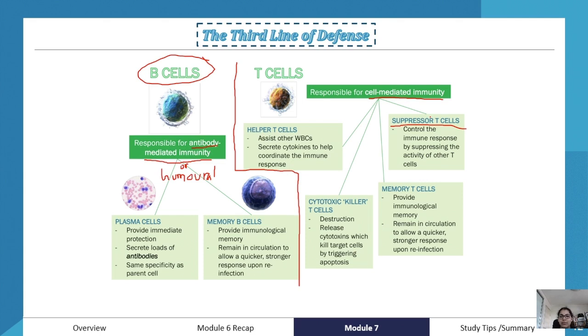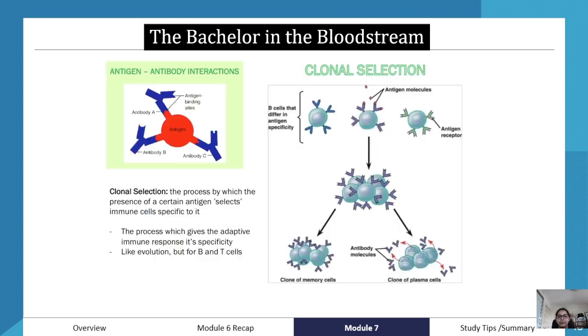So antibody-mediated is going to be humoral. The other one with the T cells is going to be cell-mediated. That is something that helps me remember it. Okay, so now let us actually have a look at what this whole process is.